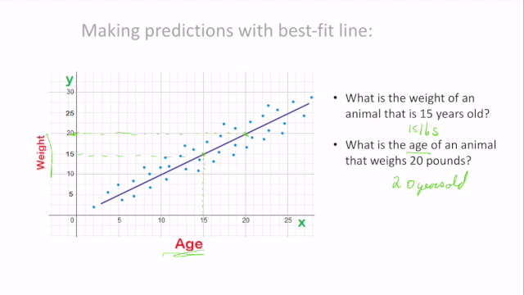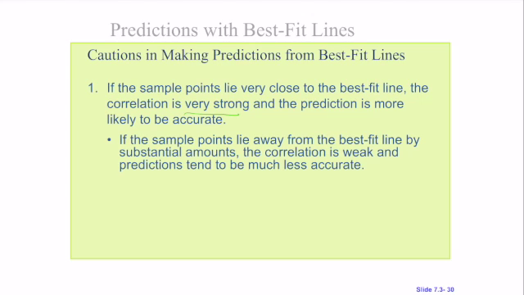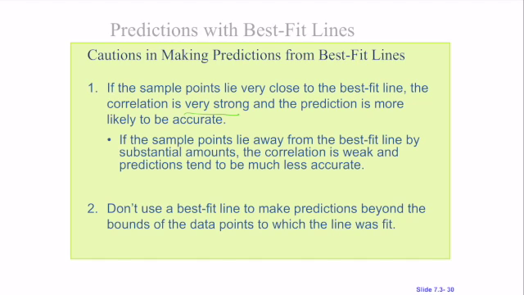for 20 pounds. So we can use best fit lines to make predictions, but we need to be careful when we do that. Here are some cautions. One, if the sample points lie very close to the best fit line, the correlation is strong and your prediction is more accurate. If you have a weak correlation, you do not want to use that line to make predictions. It'll be really less accurate.